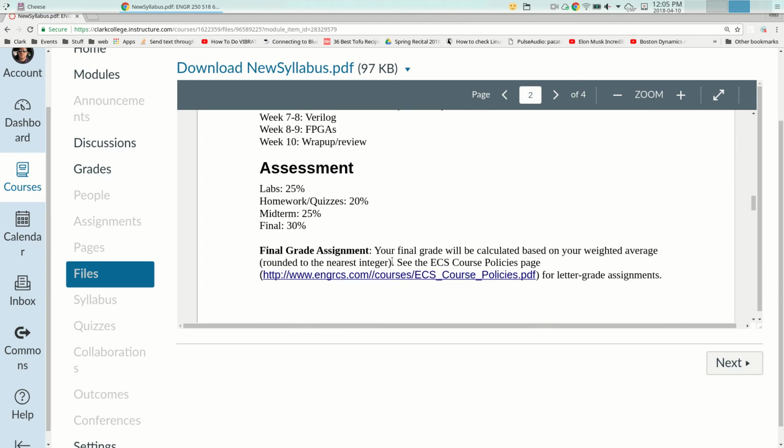Let's talk about grades. There are 8 labs in this course. Total for labs is 25% of your grade. There'll definitely be homework. There may be some in-class quizzes. We're going to have to talk about that. But the combination of homework and quizzes will be 20%. Midterm 25, final 30. Pretty straightforward grading system. Add them up, find the average, and that gives you a letter grade.